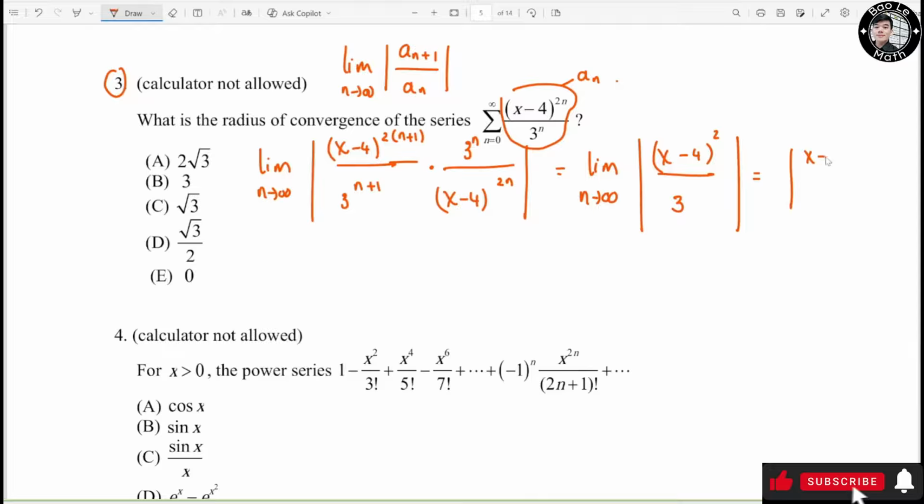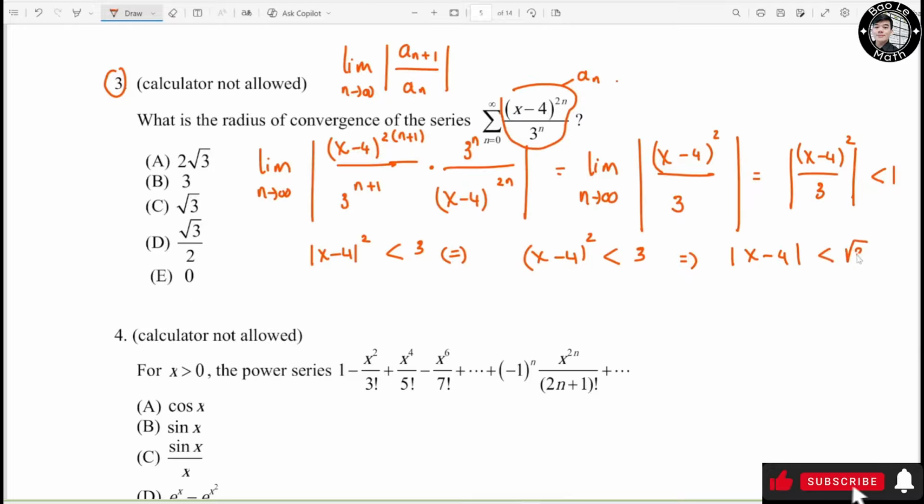Absolute value of s minus 4 squared over 3, and we need this to be less than 1. So it's going to be absolute value of s minus 4 squared less than 3. Now take the square root of both sides: absolute value of s minus 4 less than root 3. So it's going to be negative root 3 less than s minus 4 less than root 3.